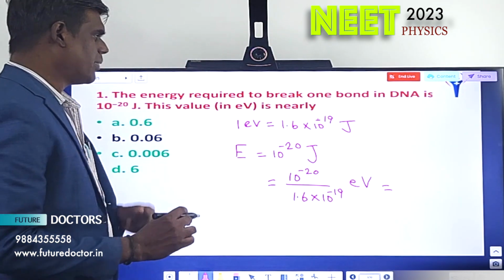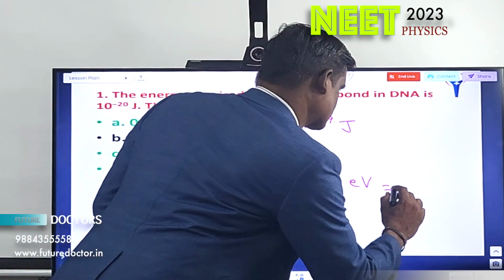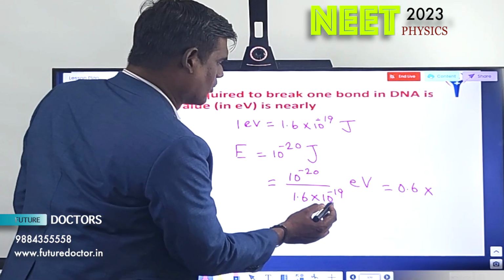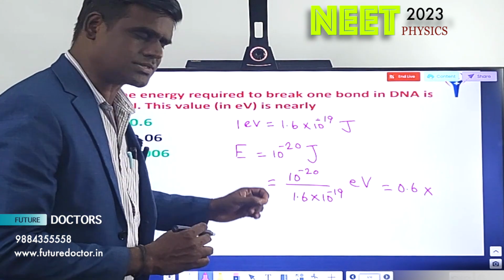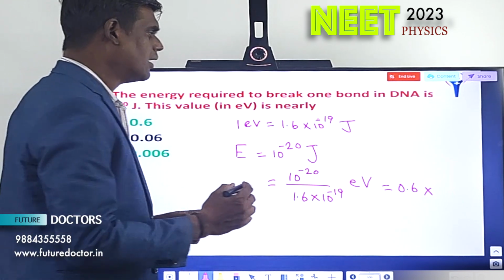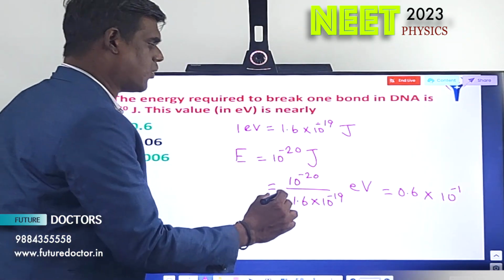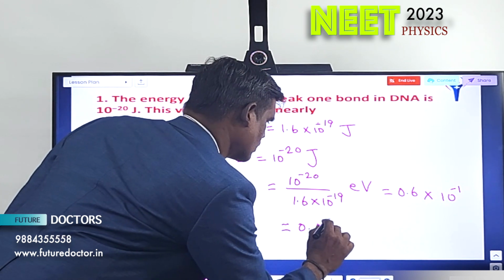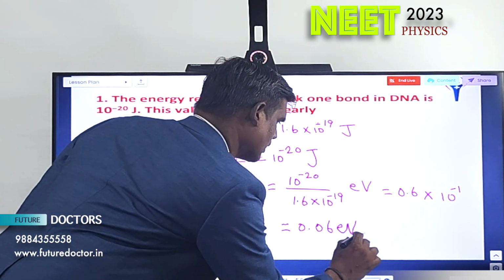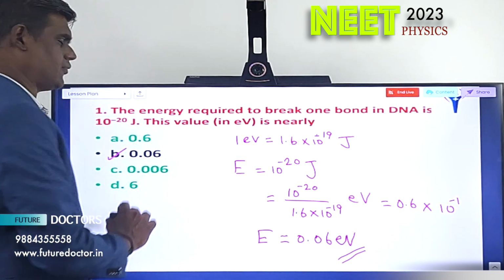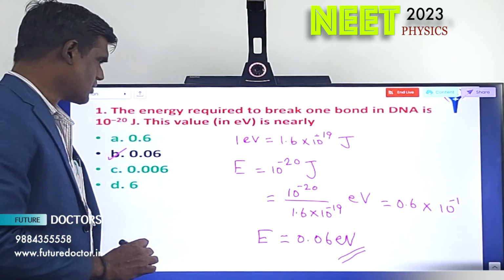That is, 1 by 1.6 is 0.6. 0.6 into 10 power minus 19 comes up as 10 power plus 19. 10 power minus 20 into 10 power plus 19 is 10 power minus 1. So 0.6 into 10 power minus 1 is nothing but 0.06 eV. Which option is that? Option B. Option B is the correct answer.